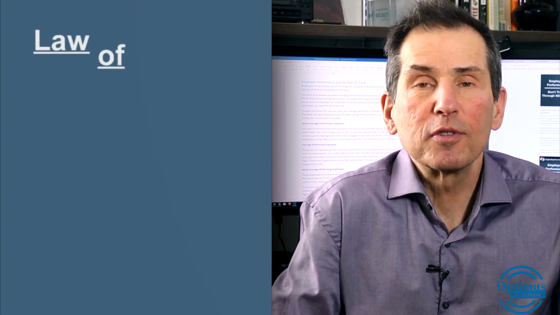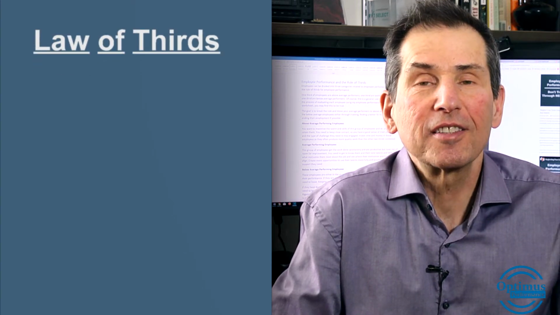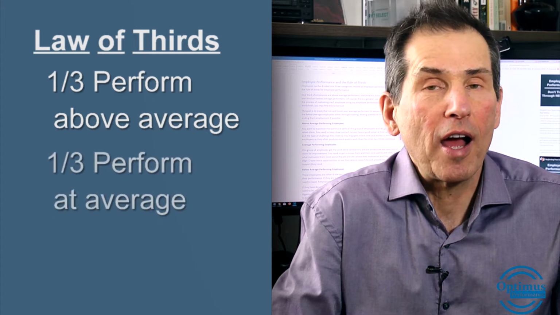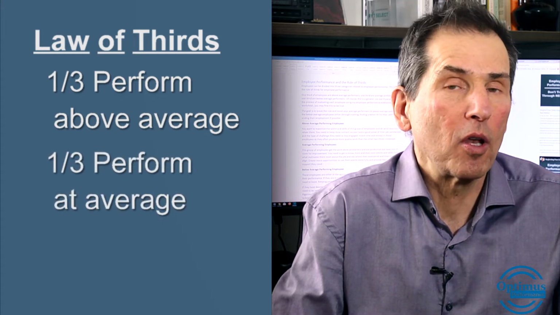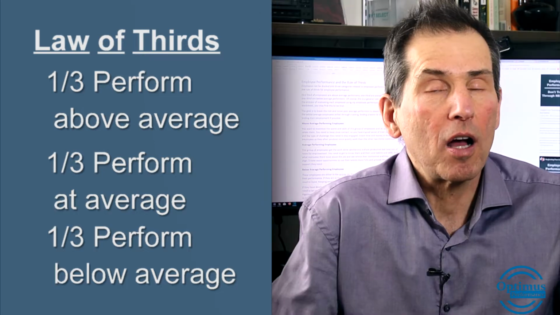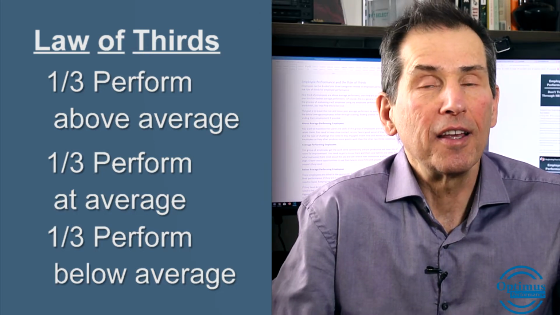The law of thirds for employee performance states that 1/3 of employees are above average, 1/3 are average, and another third are below average. I created a worksheet evaluation form to help you assess your employees, and I'll talk about what to do with that in this video.